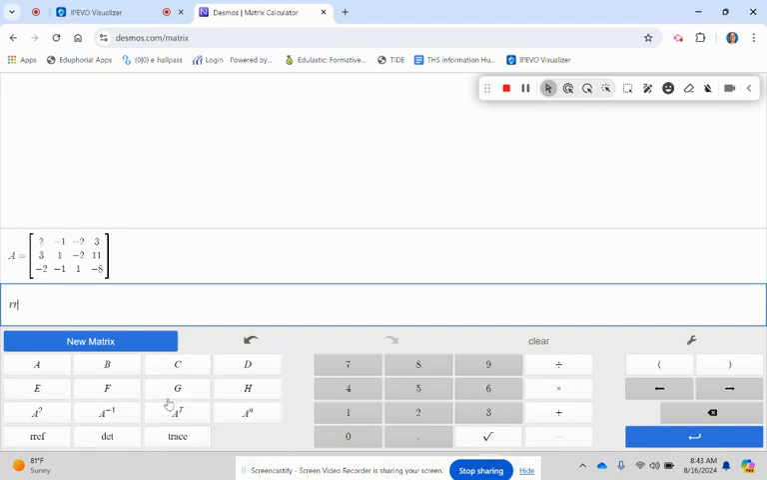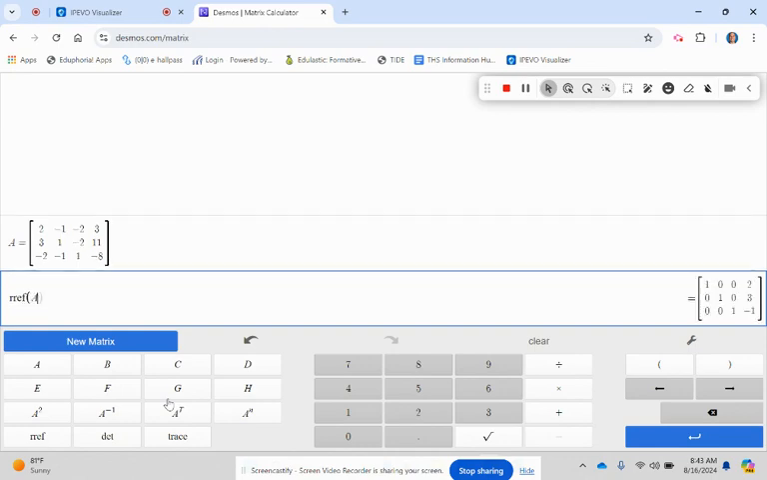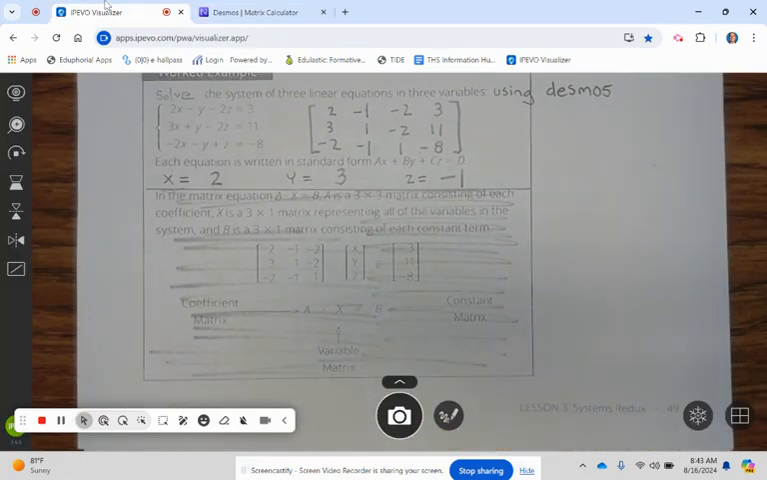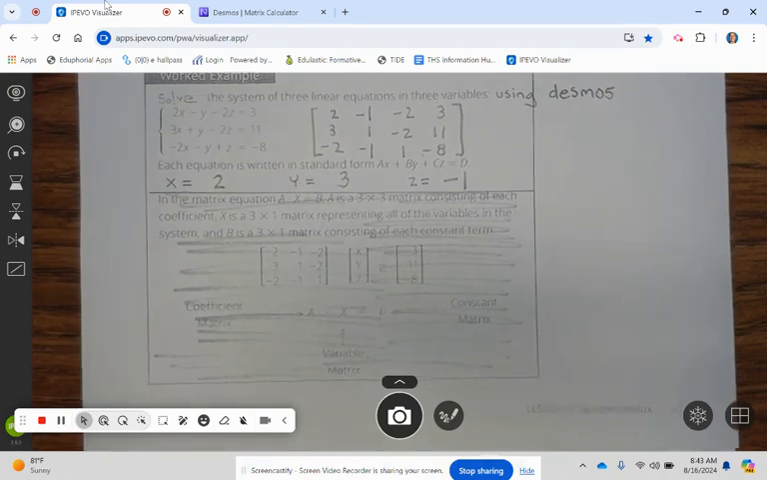And so then we have our REF of matrix A. And your solutions are x equals 2, y equals 3, and z equals -1. All right, go ahead and finish that up. All right, let's take a look at the next page.